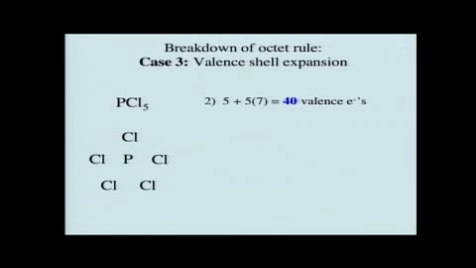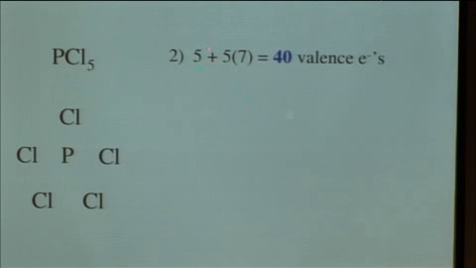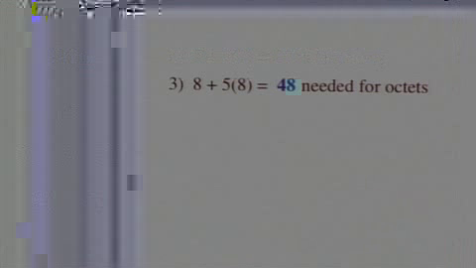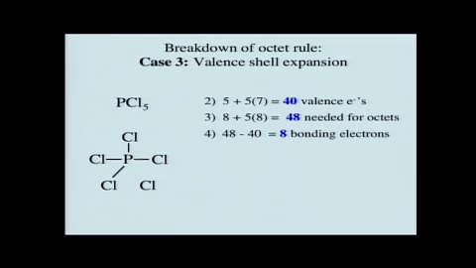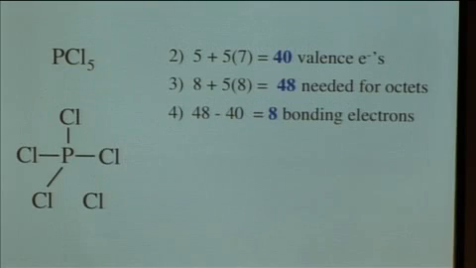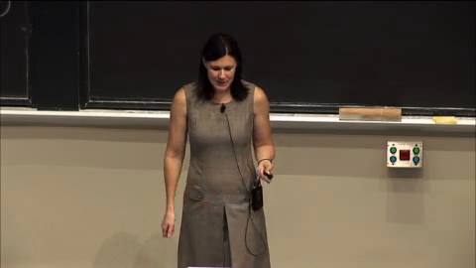What we know is we need 40 valence electrons, or we have those, 5 from the phosphorus, and we have 7 from each of the chlorine atoms. If we were to fill up all of those octets, that would be 48 electrons. So what we end up with when we do our Lewis structure calculation is that we only have 8 bonding electrons available to us. So we can fill those in between the phosphorus and the chlorine, those 8 bonding electrons. So this is obviously a problem.